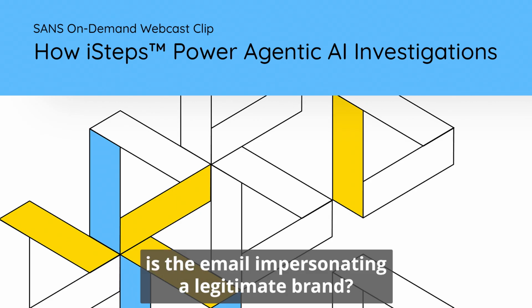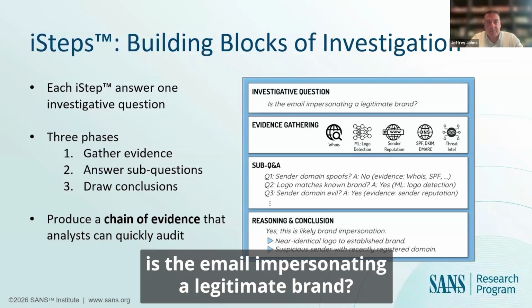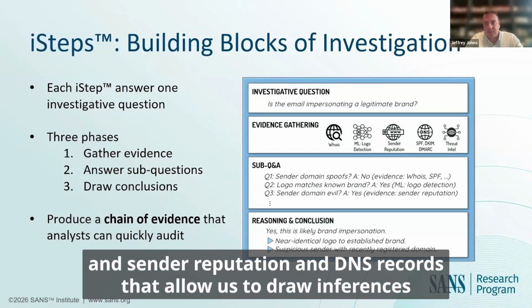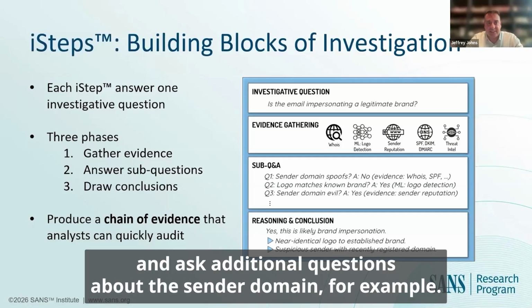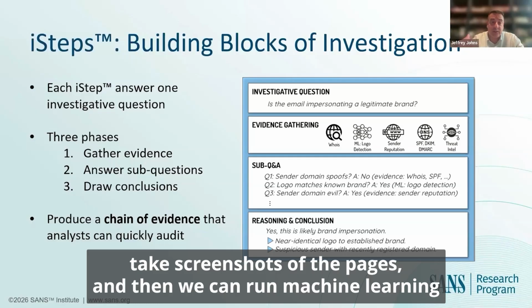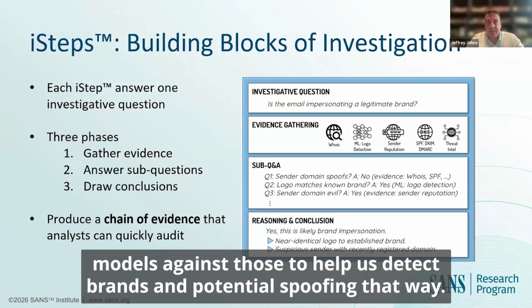The question is: is the email impersonating a legitimate brand? In the evidence gathering phase, we can gather information from WHOIS, sender reputation, and DNS records that allow us to draw inferences and ask additional questions about the sender domain, for example. Or, if there are URLs in the email, we'll go to those websites, take screenshots of the pages, and then run machine learning models against those to help us detect brands and potential spoofing that way.